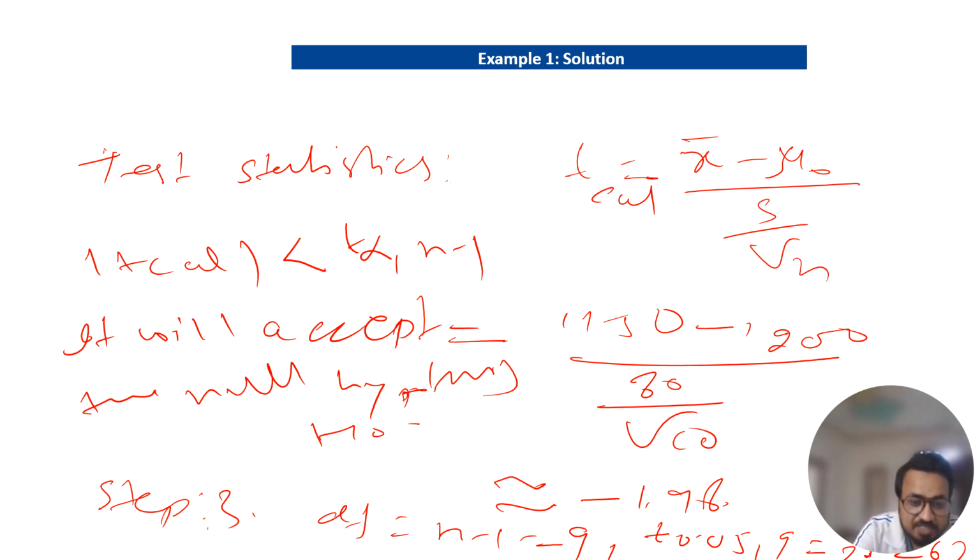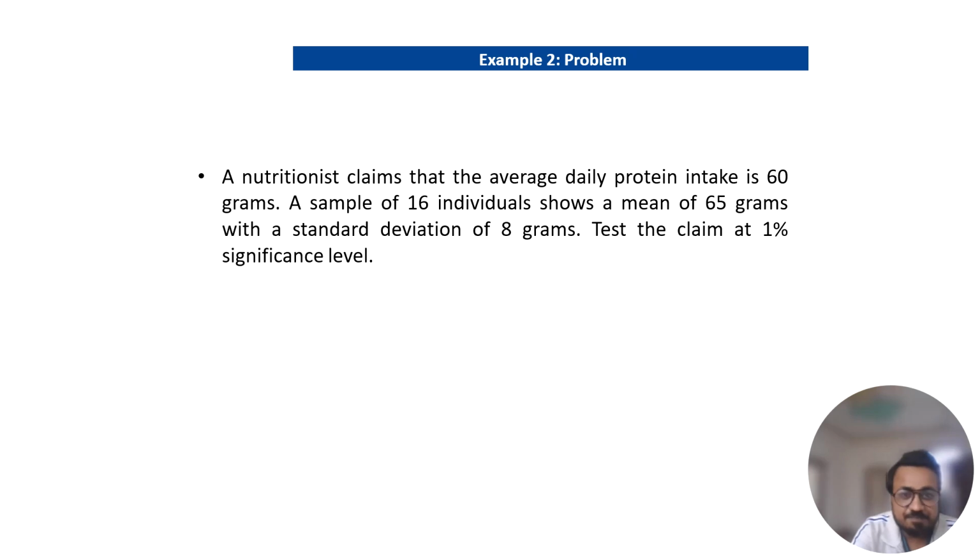Now we will discuss the second problem. Okay. Here a nutritionist claims that the average daily protein intake is 60 gram. A sample of 16 individuals shows a mean of 65 gram with a standard deviation of 8 gram. Test the claim at 1% significance level, right? So now we will solve this problem step by step. Okay.